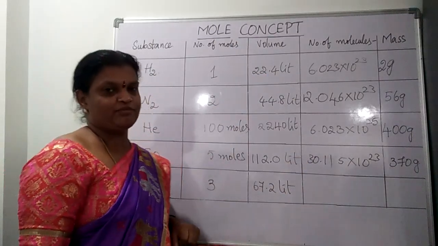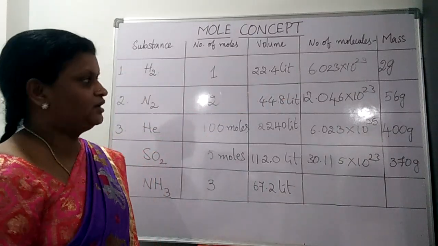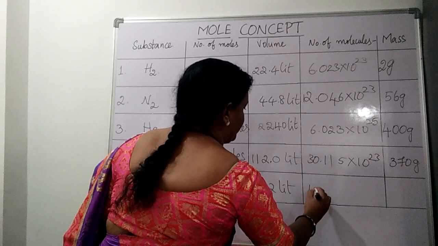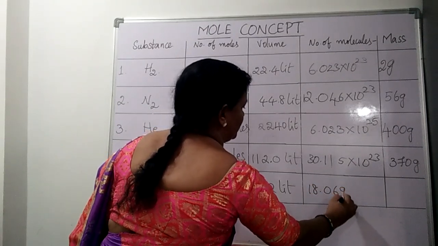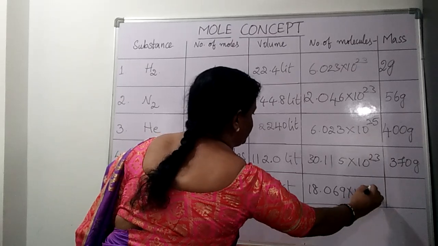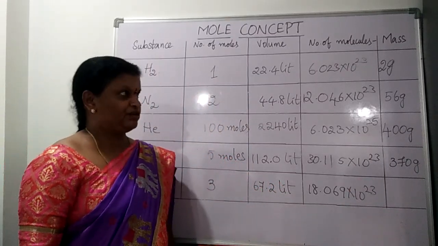Then what about number of molecules? 3 into 6.023 into 10 power 23. Means here we'll get 18.069 into 10 power 23. I have multiplied 3 into 6.023 into 10 power 23.